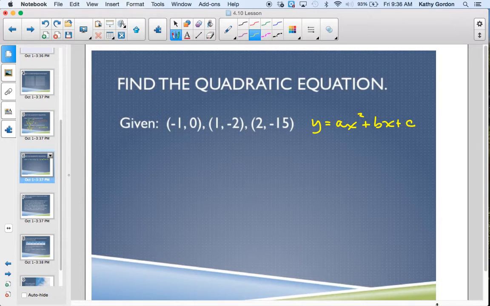But what are we going to fill in? What do we have information about? Do we know anything about a or b or c? Yeah, we don't even know c in this case, right? Because we're not given a y-intercept. What we know are 3 different x's and y's that are supposed to go together. So we're going to have to set up 3 different equations, one for each point. So based on this first point, y is going to be 0, we know that one. So we're going to have 0 equals a times negative 1 squared plus b times negative 1 plus c.